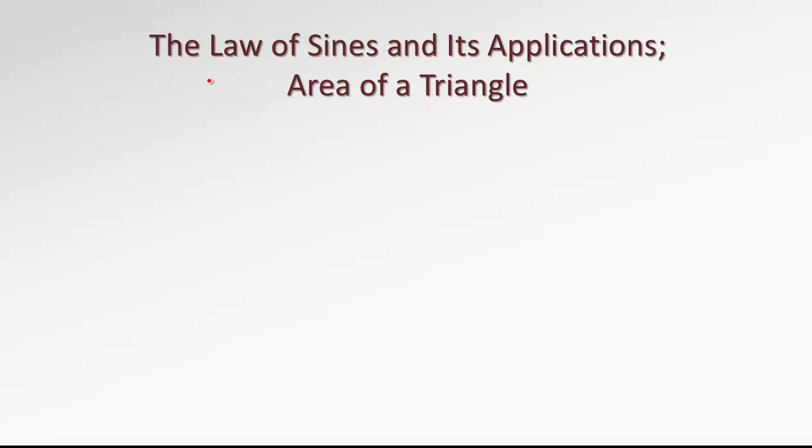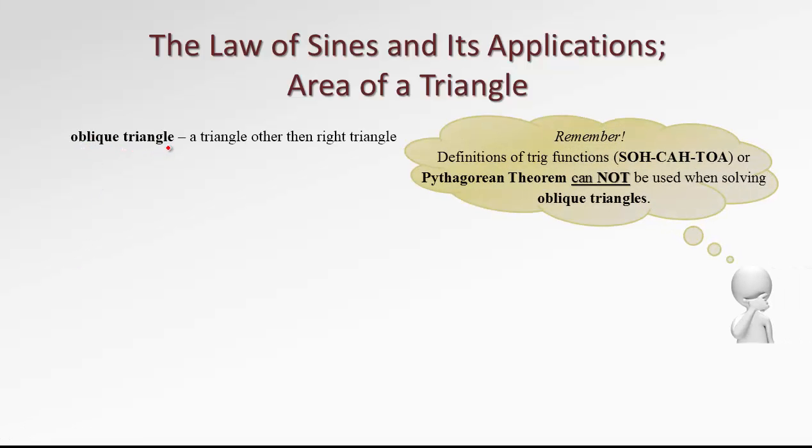In this lesson, we'll talk about the law of sines and its applications. Also, we'll develop an alternative formula for finding area of a triangle. Since we'll be working with oblique triangles, let's define one first. A triangle is called oblique if it's not a right-angled triangle.